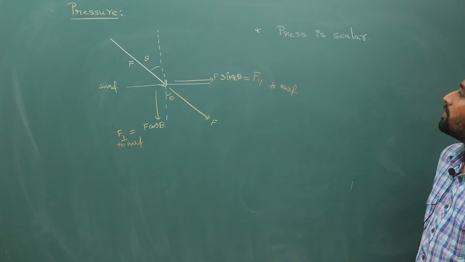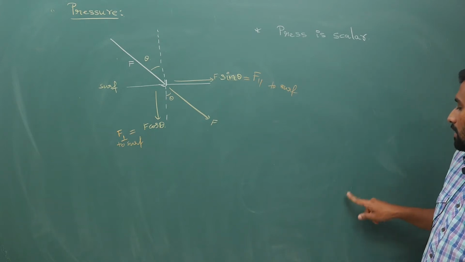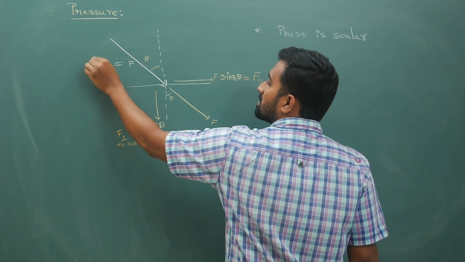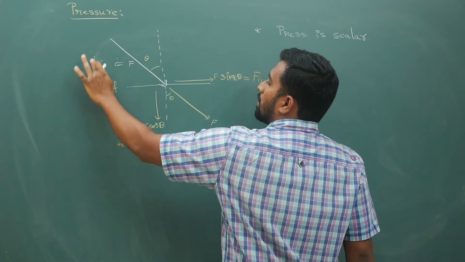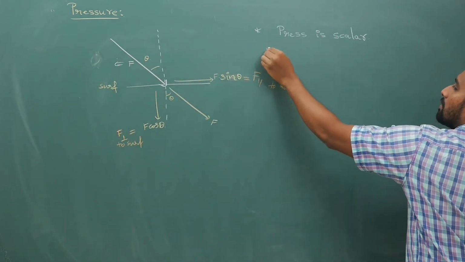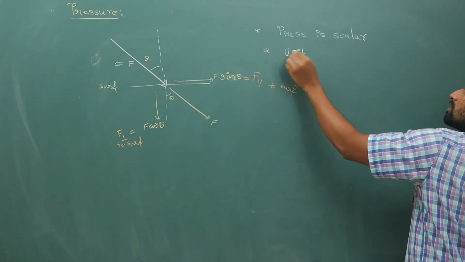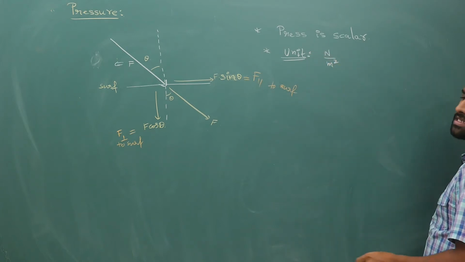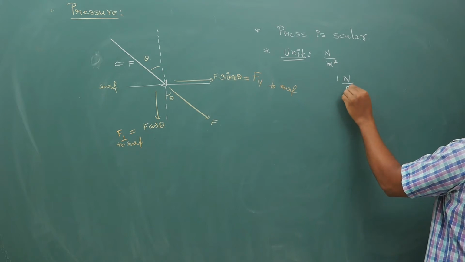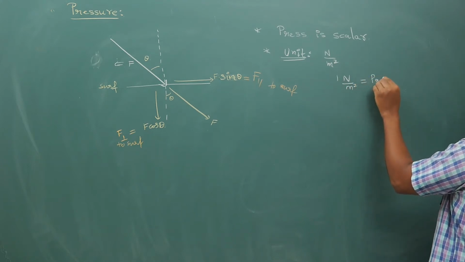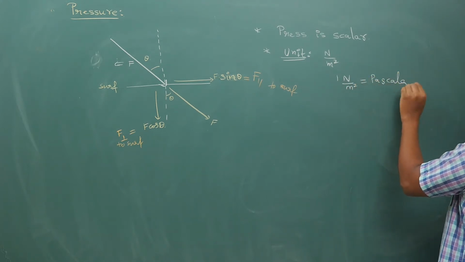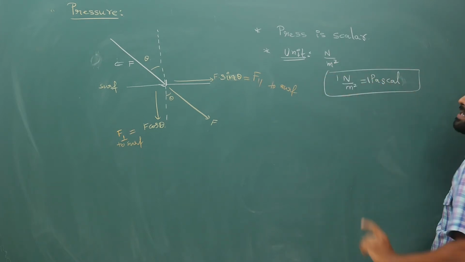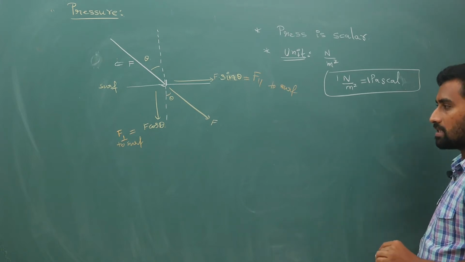Now the unit of pressure, if you write it here, is force by area in any definition, so that is Newton per meter square. This 1 Newton per meter square we usually write as Pascal. 1 Pascal is 1 Newton per meter square. This we will use for pressure.